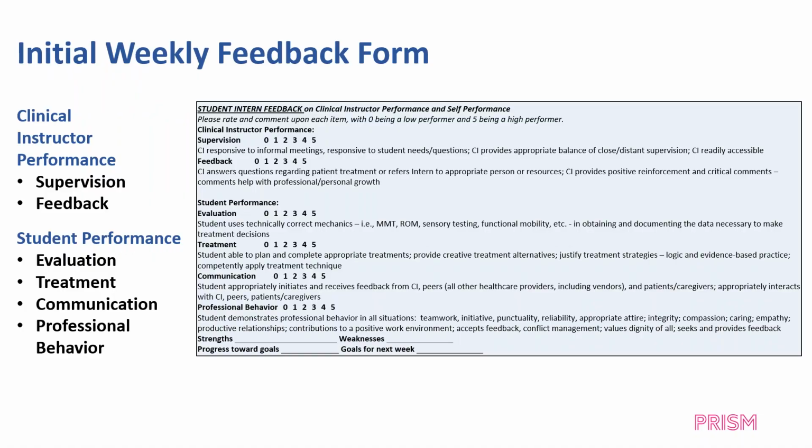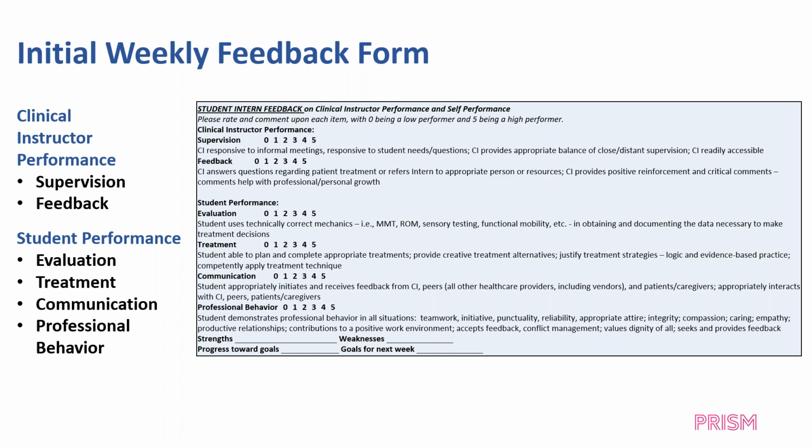So as I mentioned earlier, we measured clinical instructor performance, supervision, and feedback, and then for students, evaluation, treatment, communication, and professional behavior. You can see that initially we were using a 0 to 5 scale, and that's where I found we just didn't have enough spread to understand who was performing where they needed to be, or certainly for our clinical instructors, where the ceiling effect was much more dramatic than with our students. So that was, again, initially the scale.